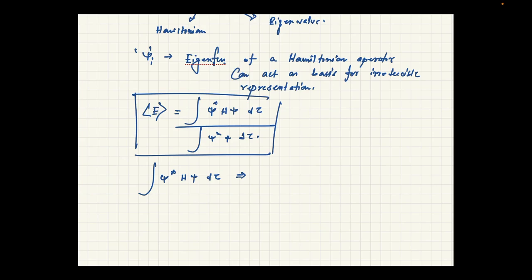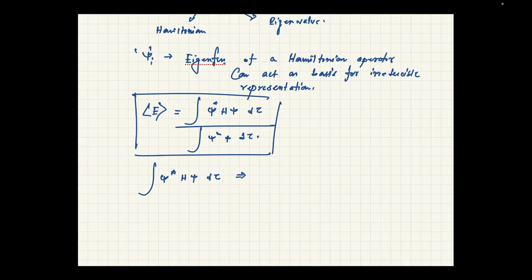Because I just said psi can act as an eigenfunction, so the eigenfunction of a Hamiltonian operator can act as a basis for an irreducible representation, right? That means this will be a basis for an irreducible representation, and this will be a basis for an irreducible representation. Okay, that means this type of integration will be a direct product. A direct product means symmetry product of a particular point group.